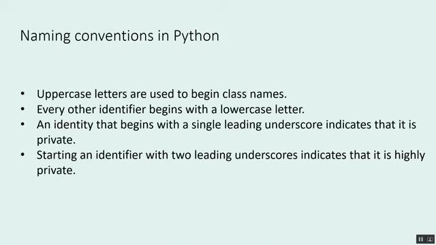It says here uppercase letters are used to begin class names, and every other identifier begins with a lowercase letter. An identifier that begins with a single leading underscore indicates that it is private. Starting an identifier with two leading underscores indicates that it is highly private. We will learn more about this once we tackle the object-oriented approach in Python, which uses classes and objects.